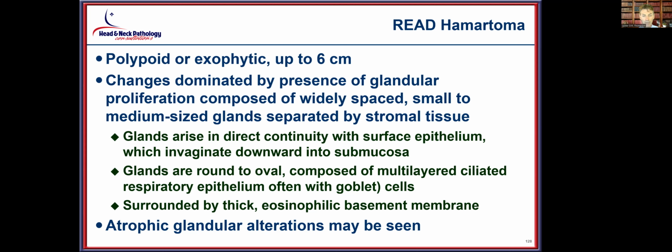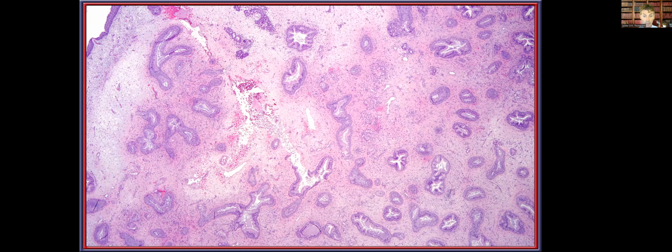The glands are in direct continuity with the surface epithelium, and they invaginate down into the underlying submucosal tissues. The glands are surrounded by this very, very characteristic thick eosinophilic basement membrane type material. And that is, of course, again, the tip off to the underlying diagnosis, because that is quite characteristic for this particular hamartoma.